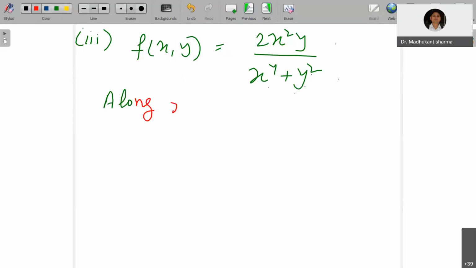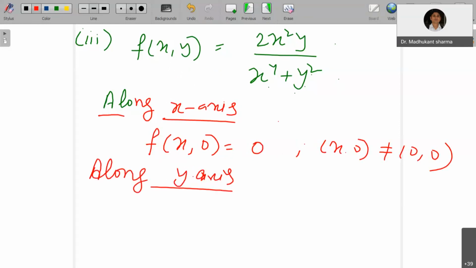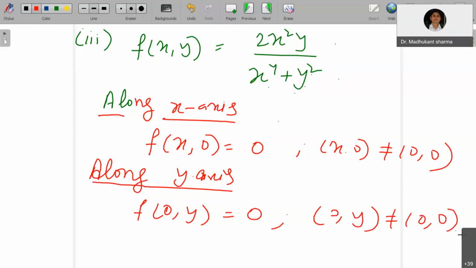So along, let's say, the x-axis. These are very elementary things. Along the x-axis means (x, 0), at non-zero points. Now along the y-axis, f of (0, y) equals 0, at non-zero points (0, y).